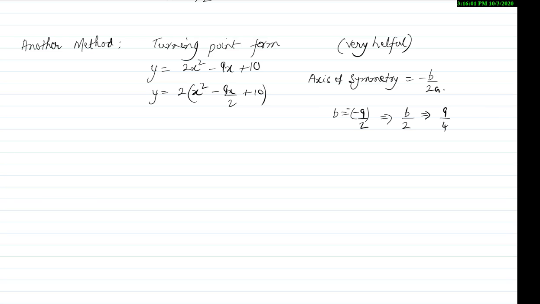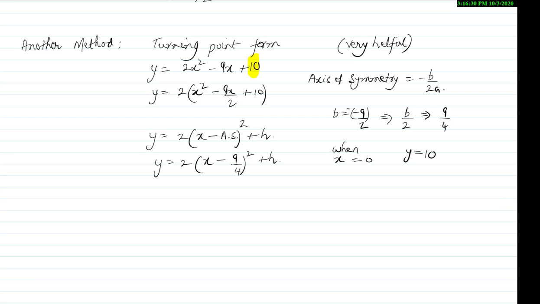So axis of symmetry we know is negative b on 2a. In this case, b is negative 9 on 2 after I've factorized that. So that over there is the axis of symmetry. So it's x minus axis of symmetry squared plus there's a horizontal translation, and of course 2 was the coefficient of the x squared term. So all I do is substitute, and then 9 on 4 is the axis of symmetry.